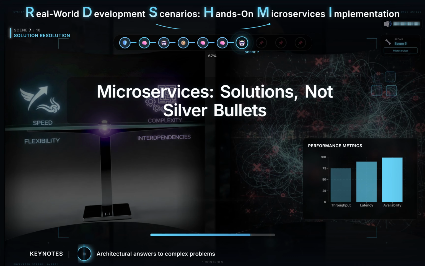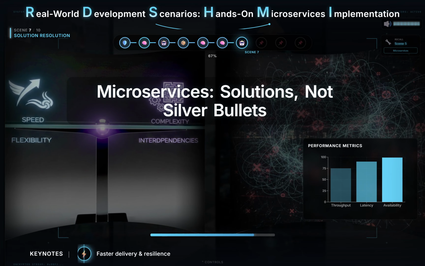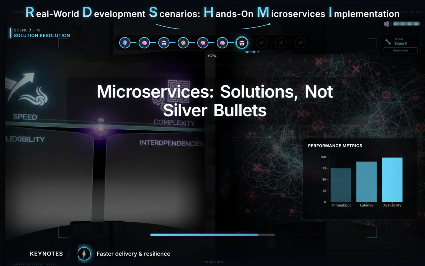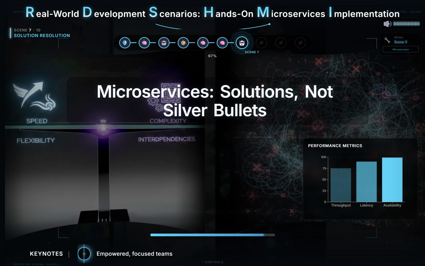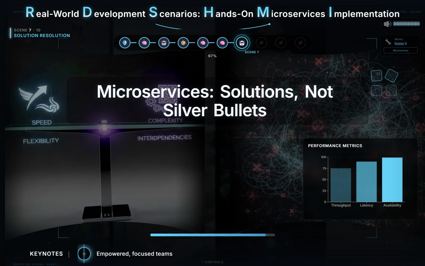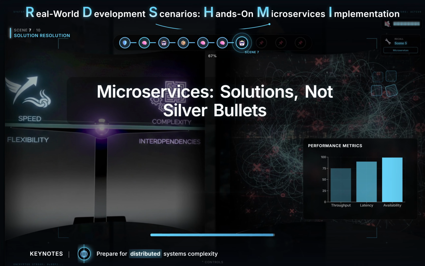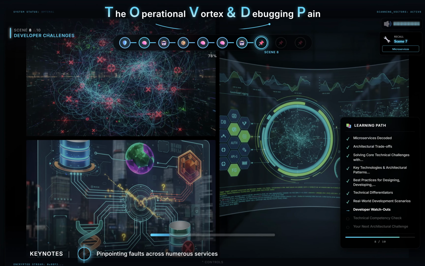These aren't abstract problems. They're the daily realities developers and architects face. Microservices offer tangible architectural solutions to these challenges, enabling faster delivery, improved resilience, and more focused development. But as with any powerful tool, they introduce their own complexities. Understanding when and how to wield them is critical, because while we gain immense flexibility, we also enter the realm of distributed systems.